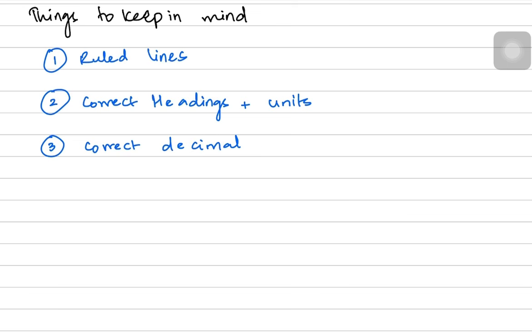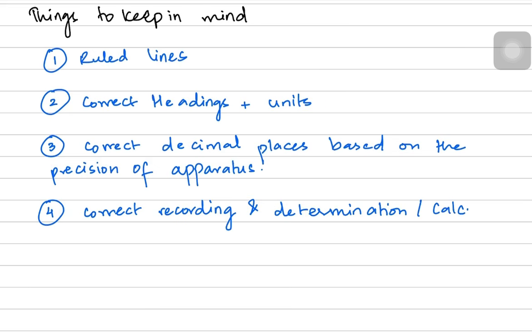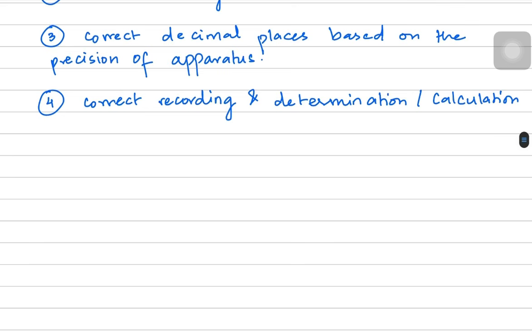The third point to keep in mind is correct decimal places based on the accuracy and the precision of the apparatus. So based on the accuracy and precision of the apparatus, they could be 2 decimal places, 1 decimal place, or no decimal place at all. Then another important thing is correct recording, which we already know, and determination or calculation. Now you might ask, what's determination or calculation? Because we're already measuring the values. We'll talk about it because sometimes we have to manipulate the data also. So keep that in mind.